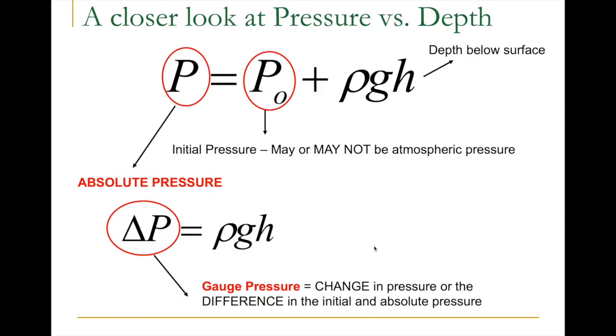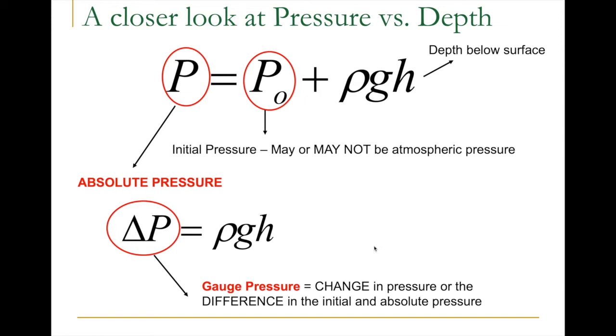we can see that P represents the absolute pressure, P naught represents the initial pressure, which may or may not be the atmospheric pressure depending upon the question, and then rho gh in our example was actually the weight of the object. You will find that in general when we use this equation, h will be the depth below the surface.